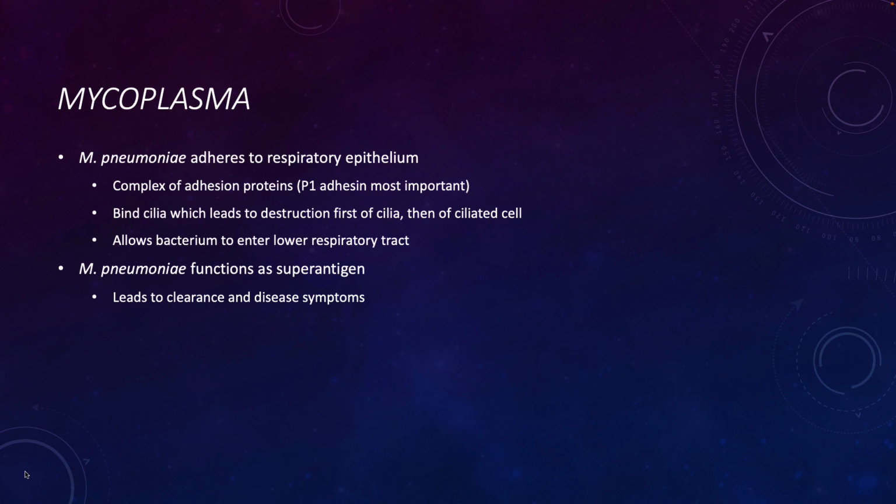Mycoplasma pneumoniae can function as a superantigen, so it doesn't secrete any toxins. It itself can function as the superantigen, which one could lead to its clearance, but also can lead to a lot of the disease symptoms. The bacterium is able to rapidly change its surface lipoproteins. We talked about that also in the context of something like relapsing fever. And that ability to change surface proteins allows the bacterium to evade the immune system and potentially cause chronic infections.